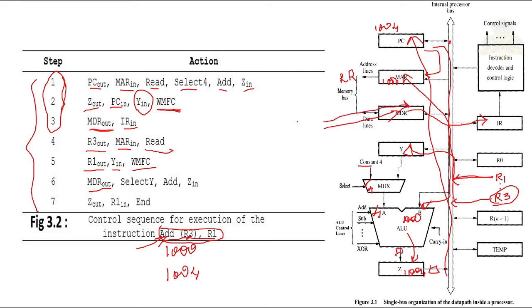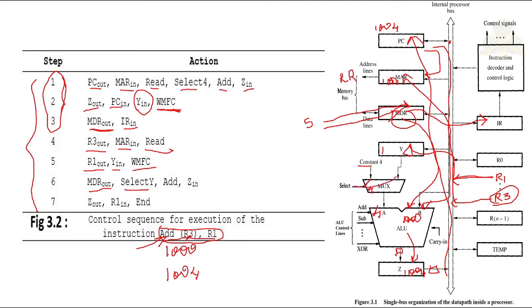Okay, say the content was 5 and the content of R1 was 1. So the 5 would be placed in the MDR. Then from MDR, where will it go? It will move to this B operand here. So the content would be moved to B. Then before adding we have to select Y. Why? Because if you select 4, it will add 4 to the PC content.